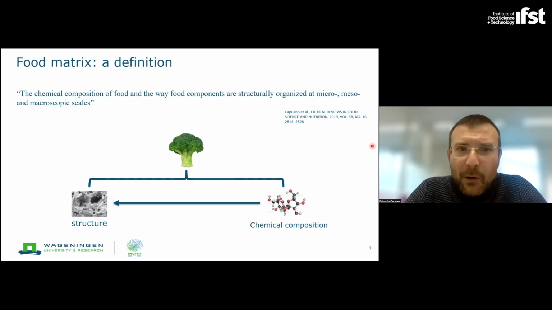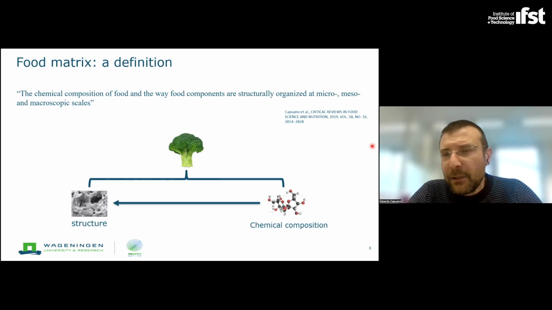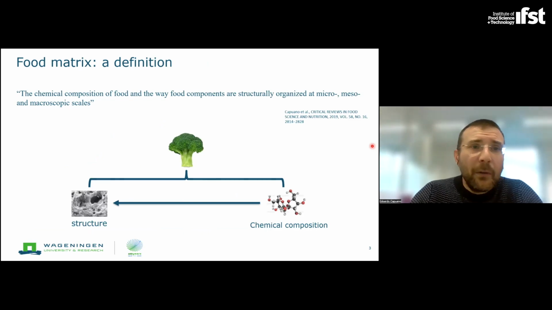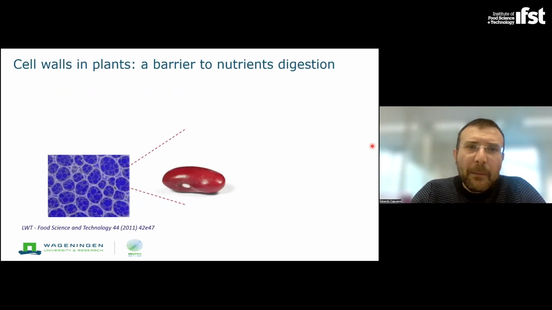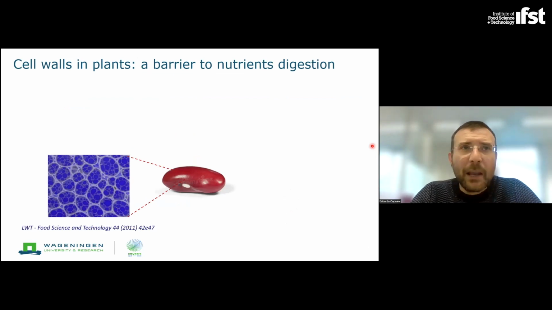So it's the chemical composition of food and the way the food components are structurally organized. So the food components interact with each other, producing structures at different length scales, so at a micro, meso, and macroscopic scales. And my presentation today is very much focused on plant foods. And basically, when we have a look at the plant matrix, the most striking and important feature from a food matrix point of view is the presence of this continuous network of cell walls.